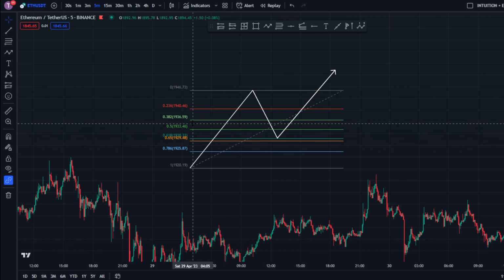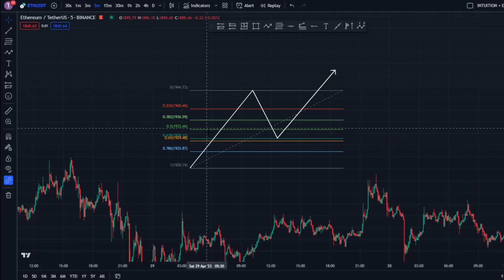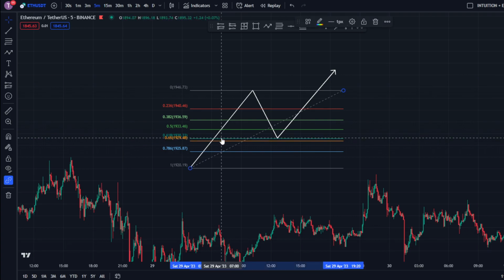So the main key levels that you guys want to look at are your 0.5 and 0.618 levels. Personally, if you like more aggressive entries, you can use the 0.5 level, but if you like a more conservative entry, you can take the 0.618 level.